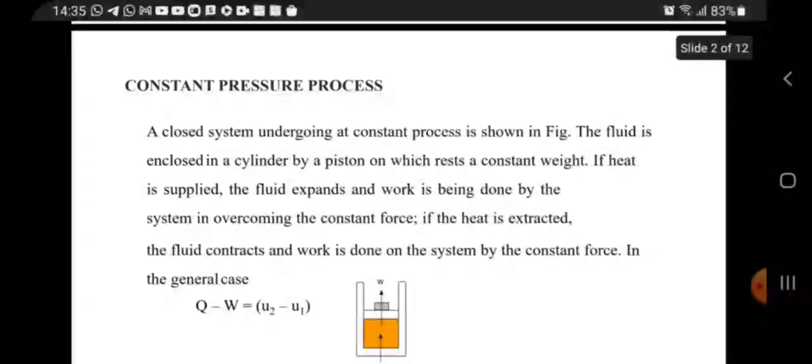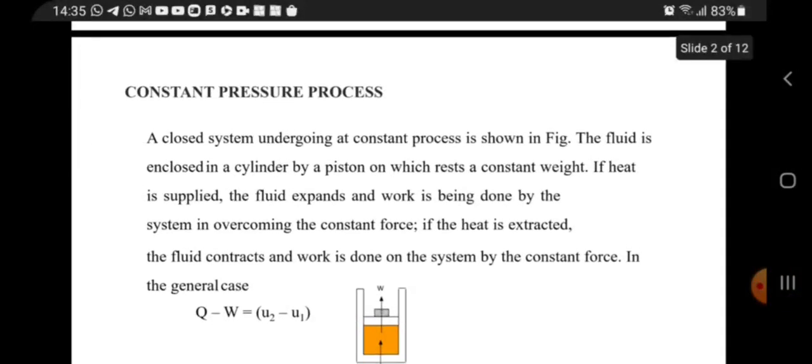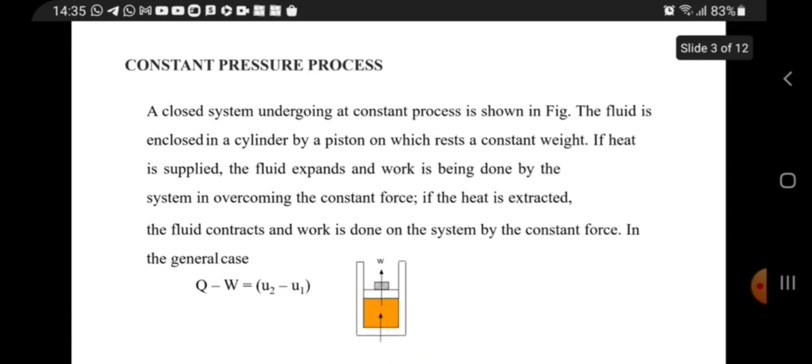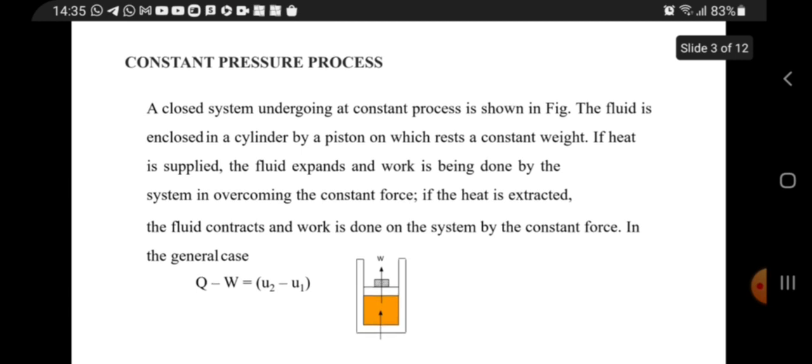Next, the constant pressure process. A closed system undergoing a constant pressure process is shown in the figure. The fluid is enclosed in a cylinder by a piston which resists a constant weight. If heat is supplied, the fluid expands and work is done by the system in overcoming the constant force. If heat is extracted, the fluid contracts and work is done on the system by the constant force.